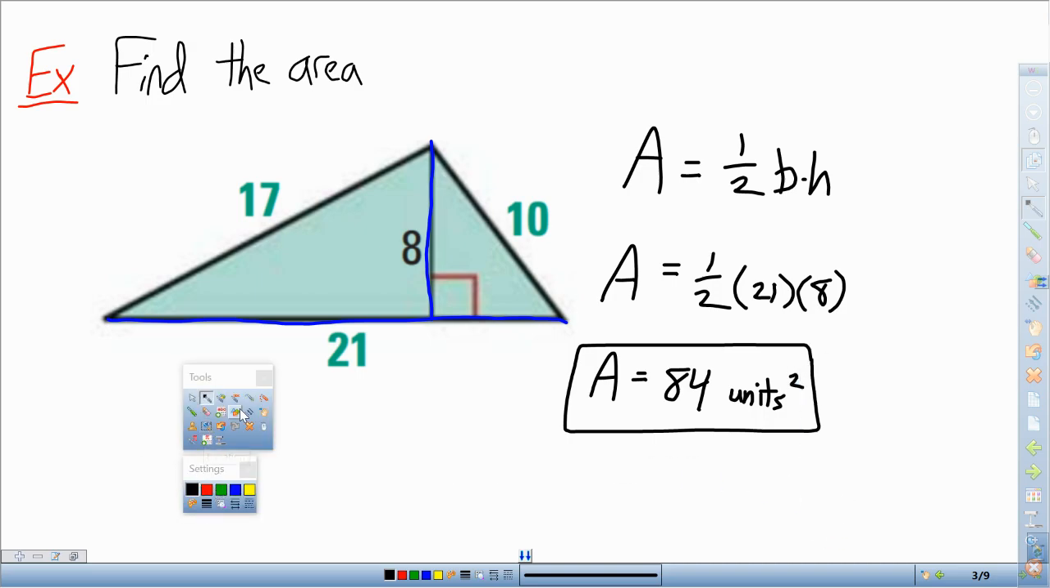Okay, and again, just a reminder, the area is all of the inside of your shape. You can think of it as if we had to lay tile on a ground that was this triangle shape, we'd have to lay 84 feet squared of tile, or whatever the unit would happen to be.